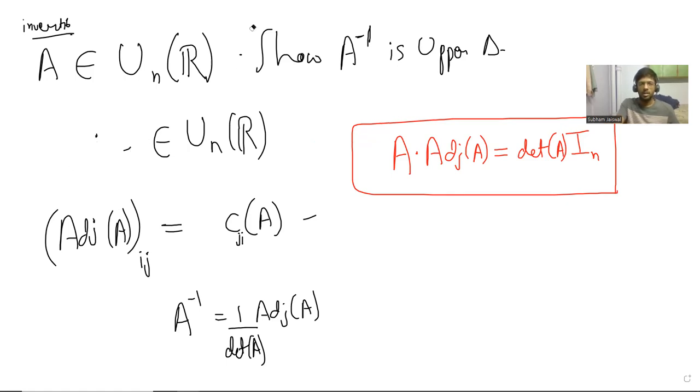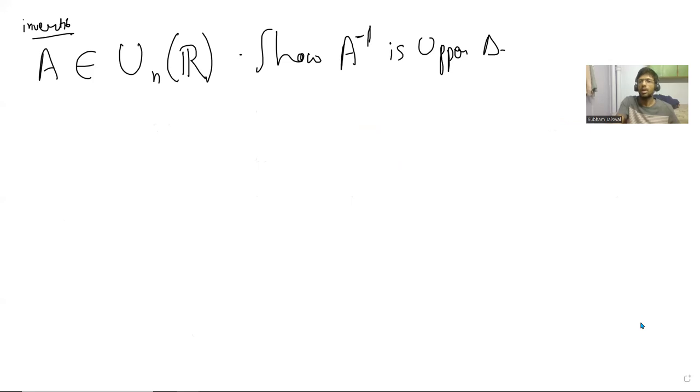Let me end by saying one more thing. Some other ways to see why this is true. One other way can be like the following: if you just take the identity matrix and take the matrix A.